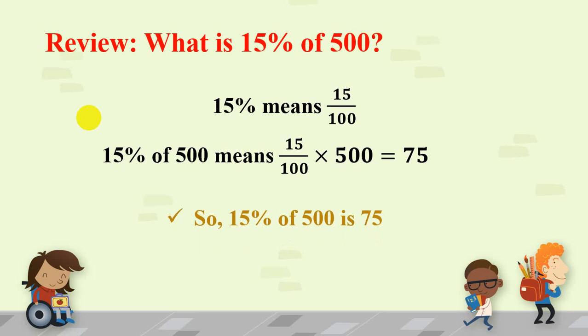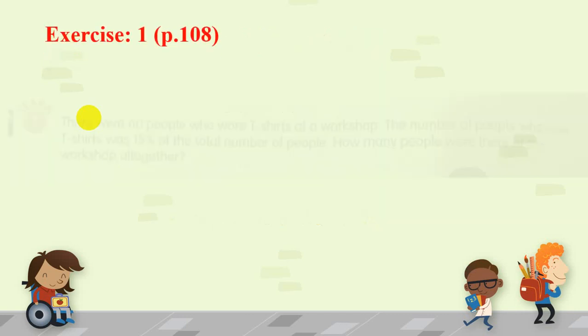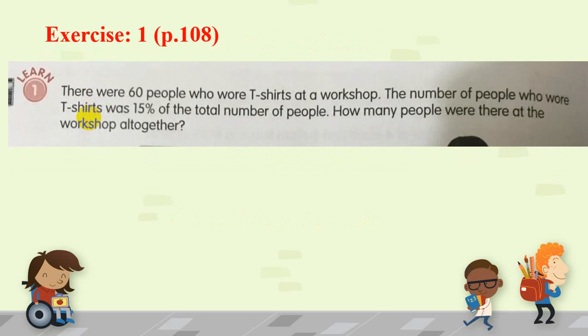And now we are going to solve a word problem related to percentage, which is a little bit harder than this, for today's lesson. So for today's lesson, I would like to solve the exercise related to word problems on page 108. That exercise I took from exercise learn 1, page 108. So here, the problem is that there were 60 people who wore t-shirts at a workshop. The number of the people who wore t-shirts was 15% of the total number of people. How many people were there at the workshop altogether?